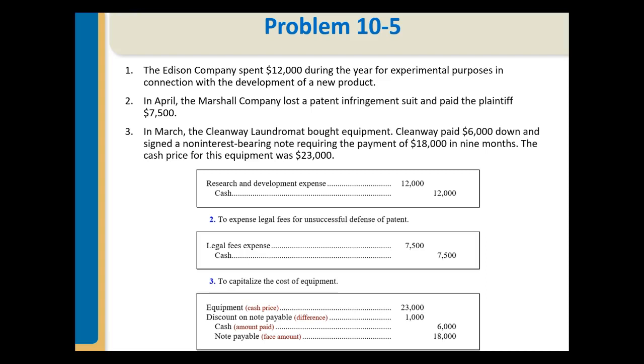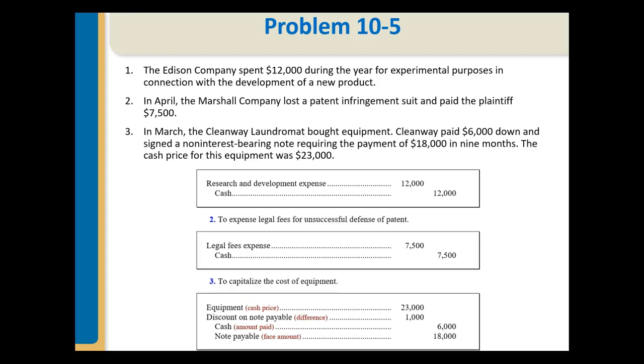So for number 1, the Edison Company spending $12,000 during the year for experimental purposes in connection with the development of a new product, we debit the research and development expense and credit cash. When Marshall lost a patent infringement suit, we would debit legal fees expense and credit cash. And then number 3, Cleanway bought equipment.